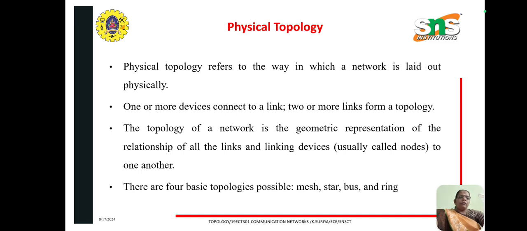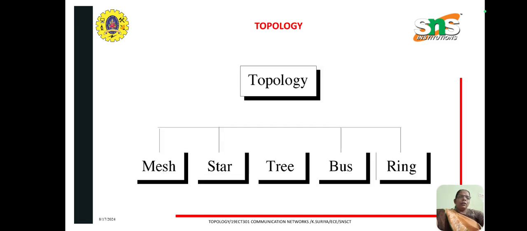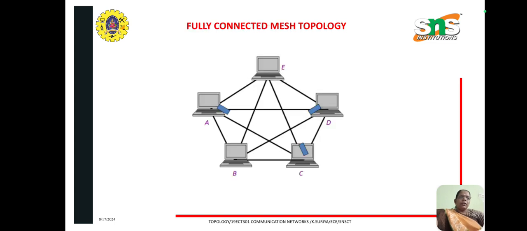There are four different topologies available, which is mesh, star, tree, and bus and ring. One more thing, hybrid topology is there, which is a combination of all these topologies. Next, we'll see about the mesh topology.